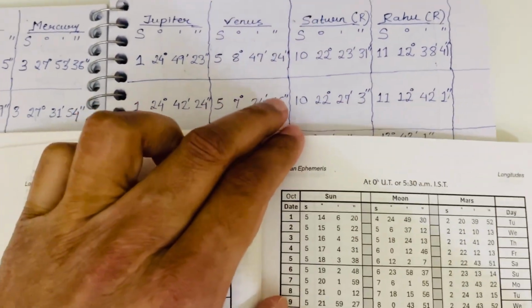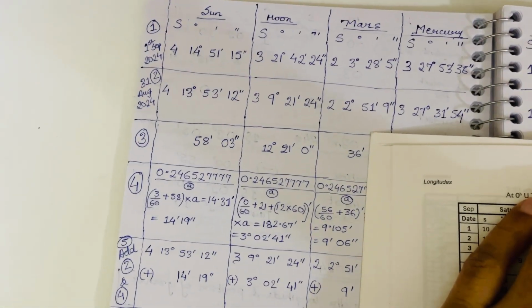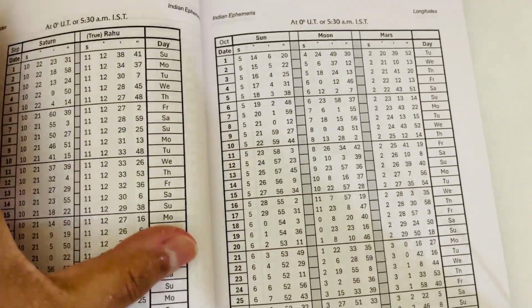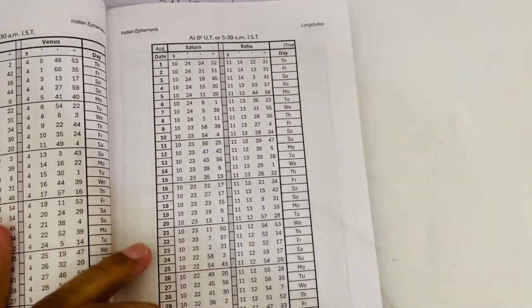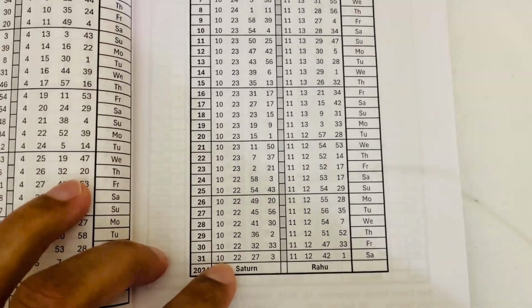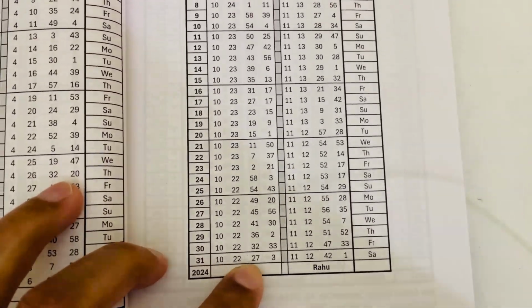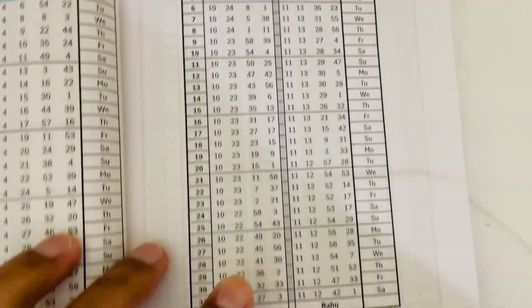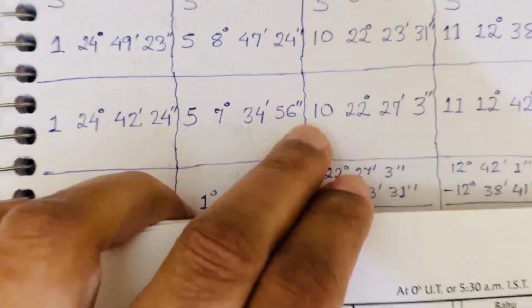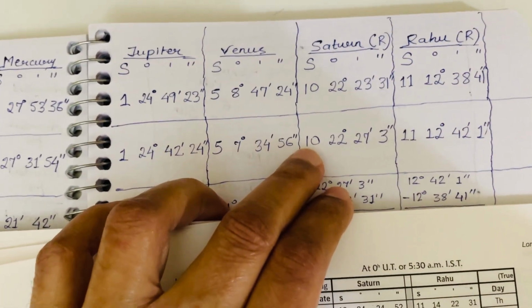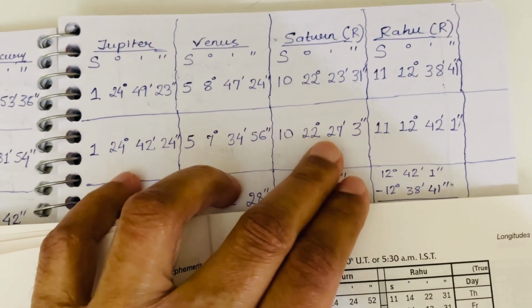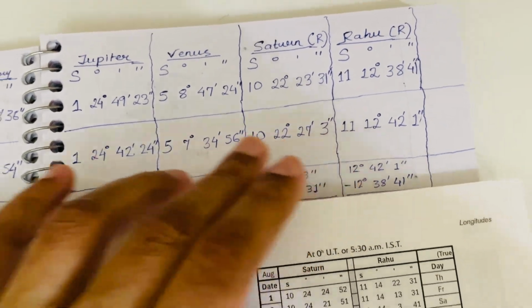Now let's come to the value of Saturn for 31st of August 2024. For 31st of August 2024, the value of Saturn is 10 sign pass, 22 degrees, 27 minutes and 3 seconds. This is what I have written for 31st of August 2024.